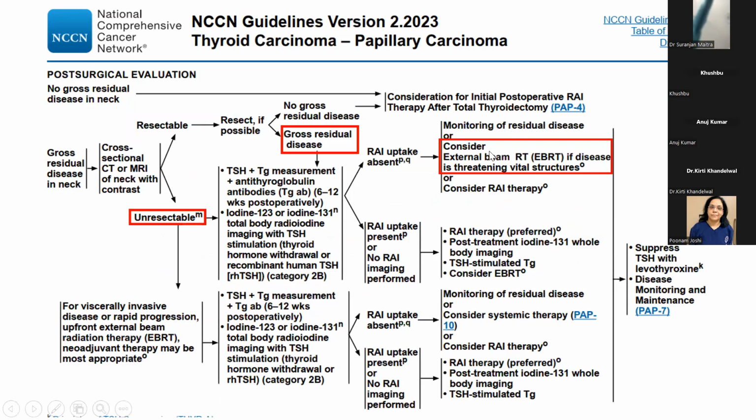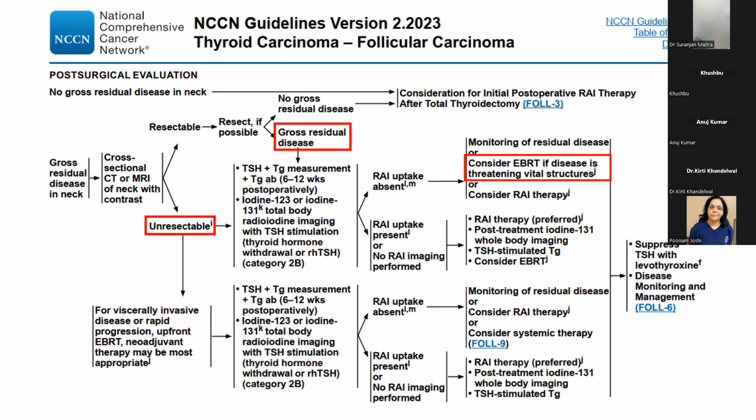This is when you should consider external beam radiation therapy, depending upon the avidity of radioactive iodine also. So when it is an unresectable disease, this is for the papillary as well as the follicular thyroid cancers, they have given similar recommendations with respect to giving external beam radiation therapy. So only for unresectable and when there is gross residual disease. And if it is unresectable, then mostly it goes towards a palliative treatment, depending upon the infiltration and the disease extension.